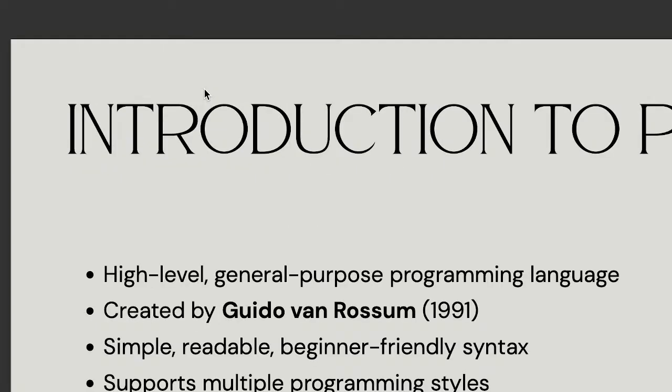So Python is a high-level general purpose programming language. High level meaning it is closer to human language rather than machine code. So it is easier for people to read and understand. It has a simple, readable, beginner-friendly syntax. Python was created by Guido van Rossum in 1991. It is platform independent and open source. Platform independent meaning it can run on Mac as well as Windows as well as other operating systems like Linux.